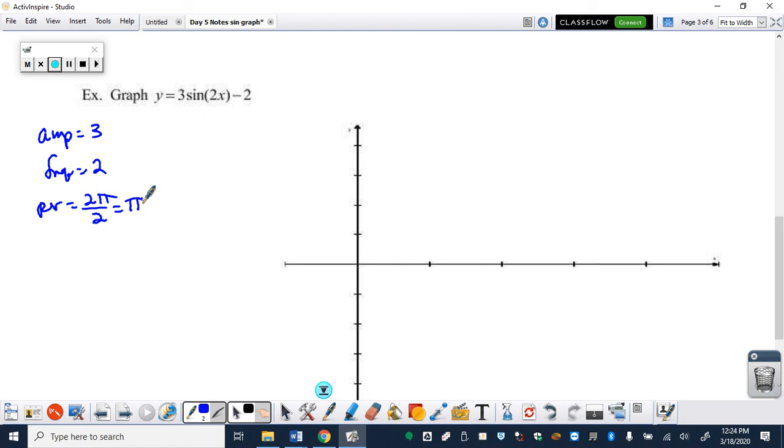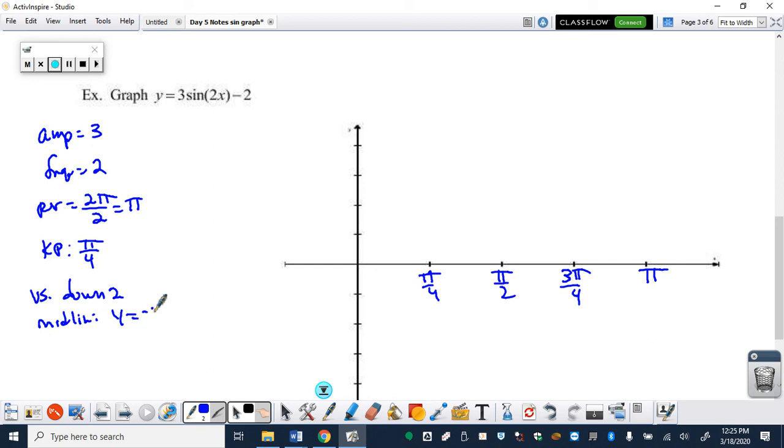So I'm going to go all the way over here and immediately plot pi. And then from there, divide up your x-axis into quarters. These are the key points that I talked about on the previous page. You can jot those down if they help, but if you can do the x-axis without jotting down those key points, that's fine. We have a vertical shift, this time down 2. So that means my new midline is at y equals -2.